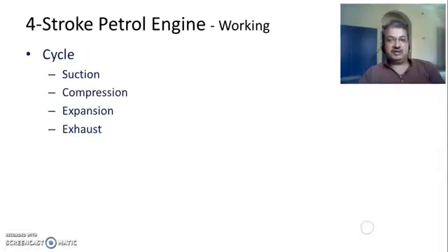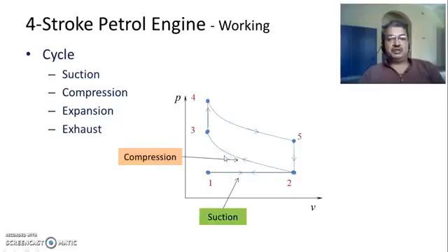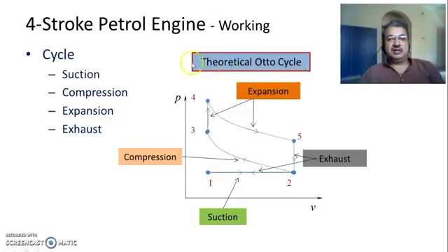If you look at the cycle that we are talking about, it has 4 processes: the suction, compression, expansion and exhaust. They are represented by different curves. Curve 1 to 2 represents the suction process. Then 2 to 3 represents the compression process. The expansion is represented by 2 lines, 3 to 4 and 4 to 5. Exhaust is represented by 2 lines, 5 to 2 and 2 back to 1. The cycle 1, 2, 3, 4, 5 to 1 is what is called the theoretical Otto cycle. All petrol engines work on the basis of the theoretical Otto cycle.